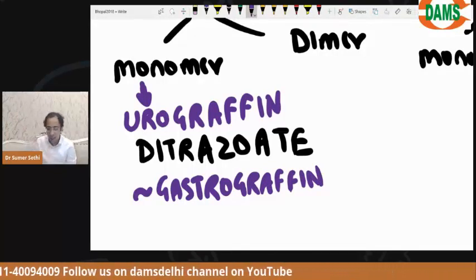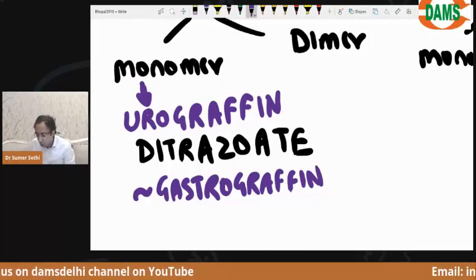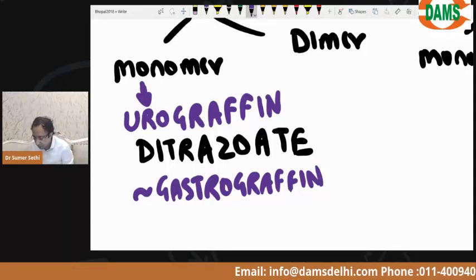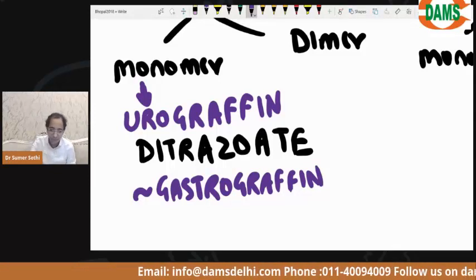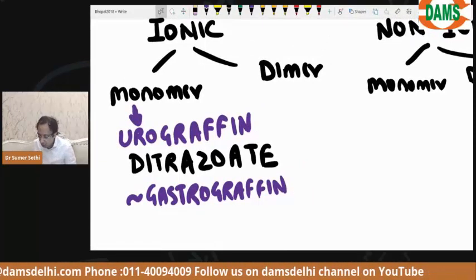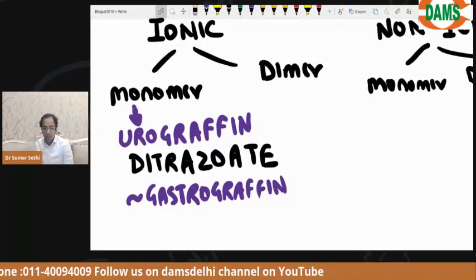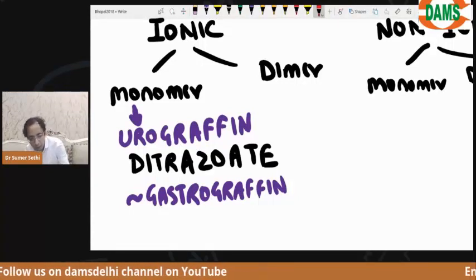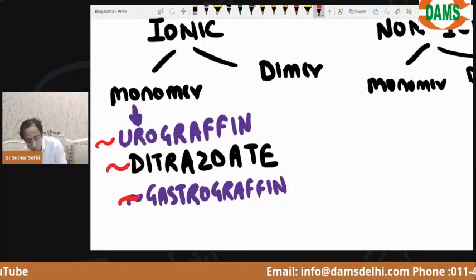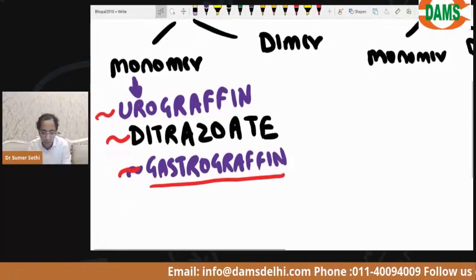Okay, these extra things you need to write in the notebook. Workbook is only for the images. Are you clear? Workbook is for the images mainly, and for your theory you should always write in the notebook. Now please see. Ionic monomer is urografin, which is chemically also called diatrizoate. The oral version is called gastrografin.